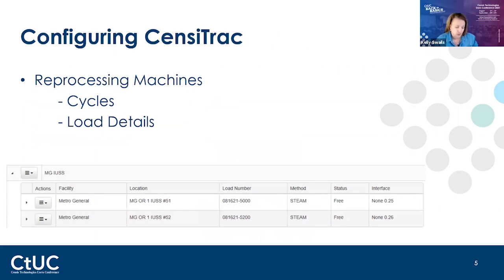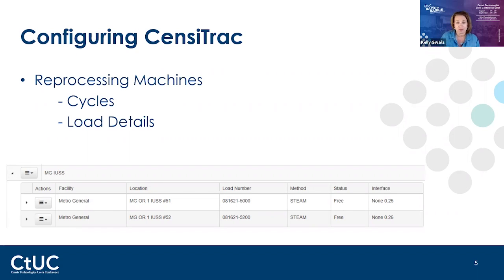So when you're in CensiTrac and you say, okay, how can I use CensiTrac to document my IUSS loads? If you have sterilizers that are specific and they're only used for IUSS, then great, you can just set it so those are the only cycles on there, along with your Bowie-Dick. But if it's a sterilizer that's used for regular loads, not a problem. What you want to do is go into reprocessing machines. So administration, reprocessing machines, go to that machine and then set that up.